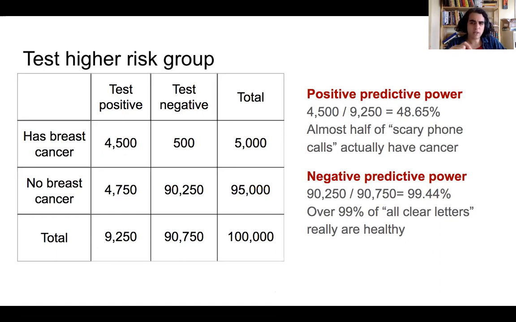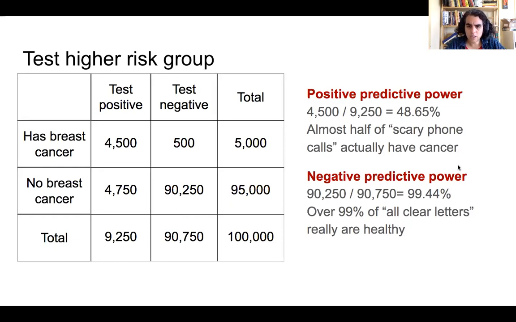The negative predictive value is a tiny bit smaller, but only a tiny bit. It's this 90,250 divided by this 90,750, and that will be 99.44%. So that means that over 99% of the all clear letters, the everything looks fine letters, really are healthy. So this test has a much higher positive predictive value and a slightly smaller negative predictive value than our previous example. And it's the same test. It's the same mammogram. What's changed is who we're testing.